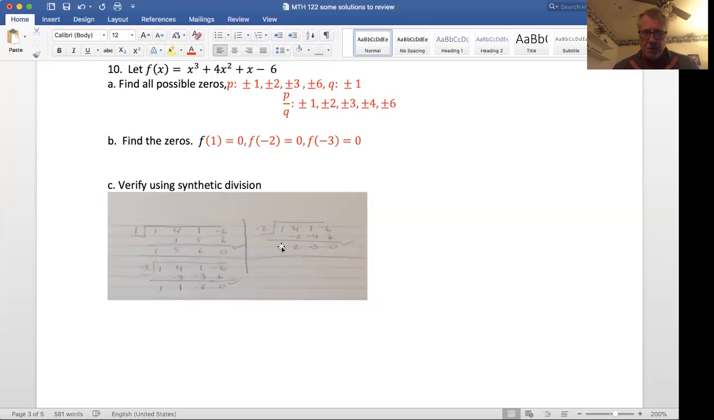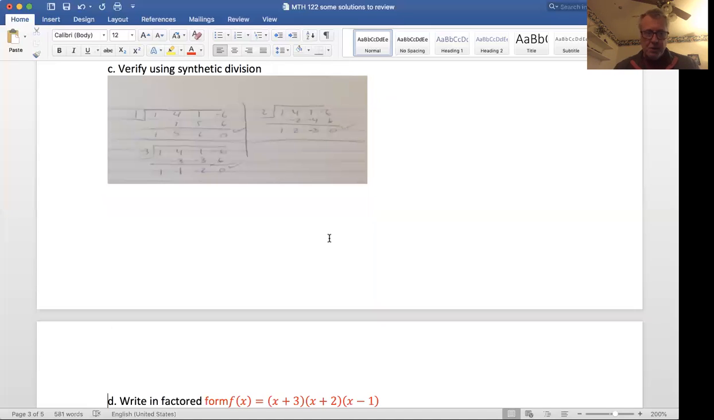Multiply by minus 2. Minus 2 times 1 is minus 2. 4 plus minus 2 is 2. Take the minus 2, multiply by our answer there. Minus 2 times 2 is minus 4. 1 minus 4 is minus 3. Take our minus 2, multiply by minus 3, put it here as 6. Minus 6 and 6 are 0. So that tells us there's no remainder, so it's a 0.